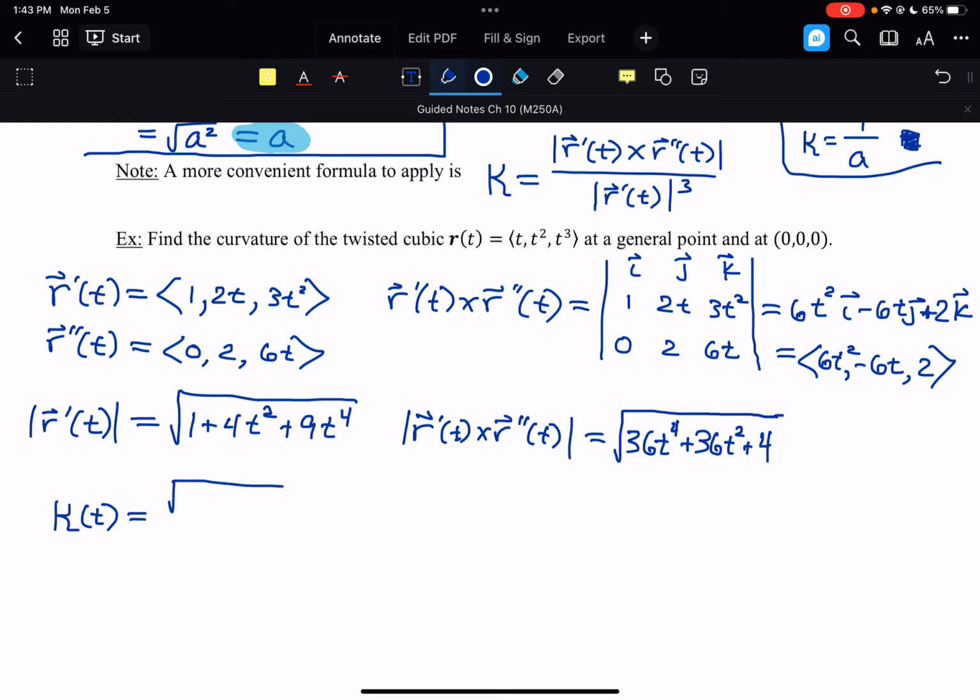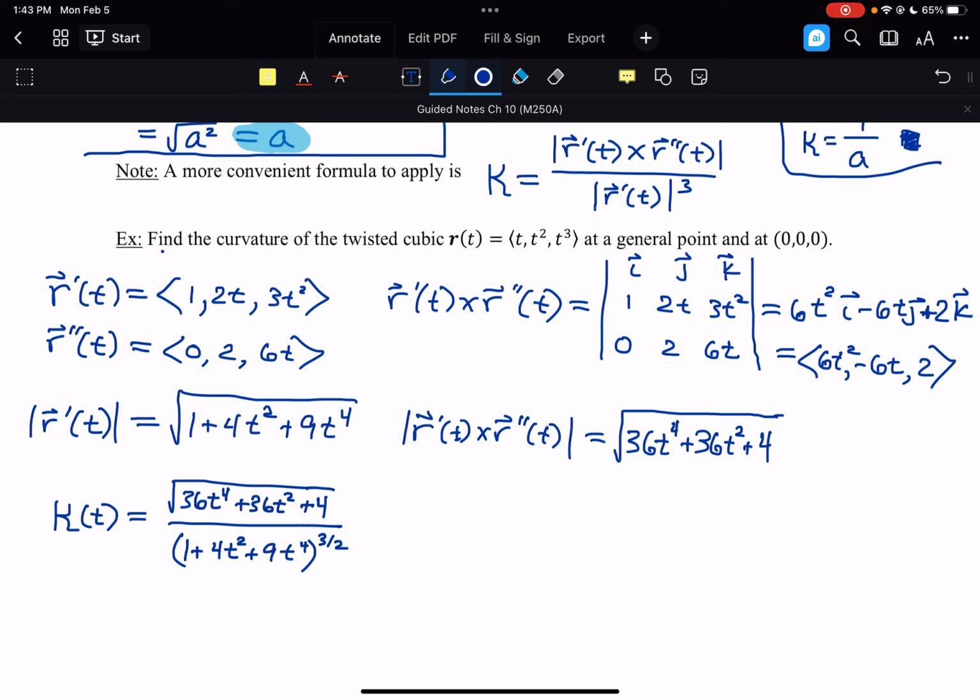So we're going to get the square root of 36t to the fourth plus 36t squared plus 4 over, this is the square root and it's cubed, so I'll just put that to the 3 halves. So 1 plus 4t squared plus 9t to the 4th, to the 3 halves, using just exponent properties there.